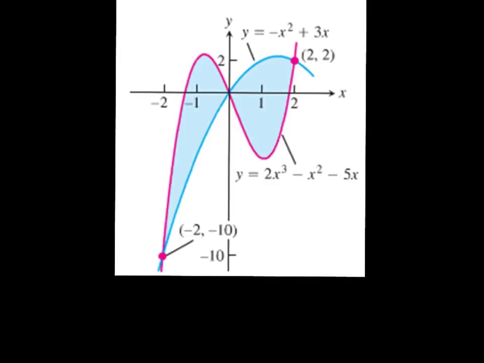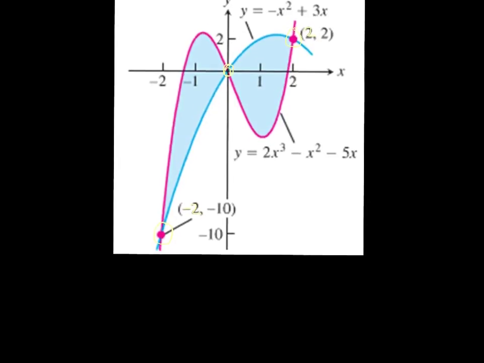We set the two functions equal to each other, and we got x equals negative 2 right here. We got x equals 0 here at the origin, and then x equals positive 2 up here. So the intersections were absolutely a pleasure to work with, we'll say.